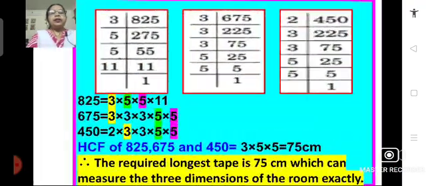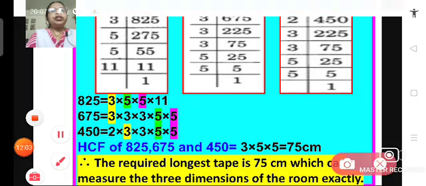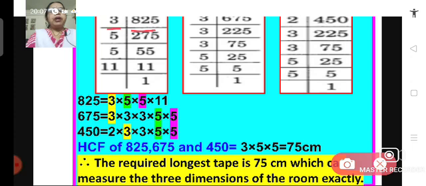So let's do that. Let's do the prime factorization of these numbers. 825, first we divide it by the lowest prime number. It cannot be divided by the lowest prime number 2, so we move on to the next prime number 3. 3 divides 825, we get 275.